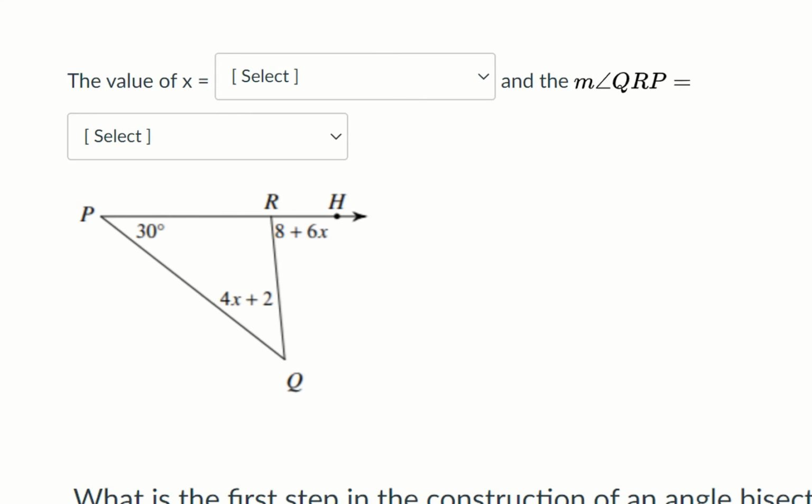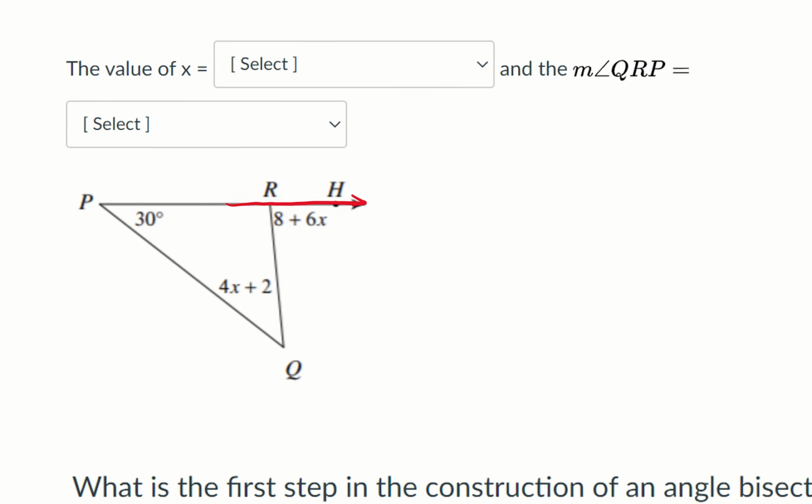We have a triangle diagram. We have an exterior angle. This is an exterior angle. Remember, an exterior angle is when you extend one of the sides of the triangle straight forward, or straight out, and then you're measuring the angle to the next side on the triangle. Okay, so the value of x.